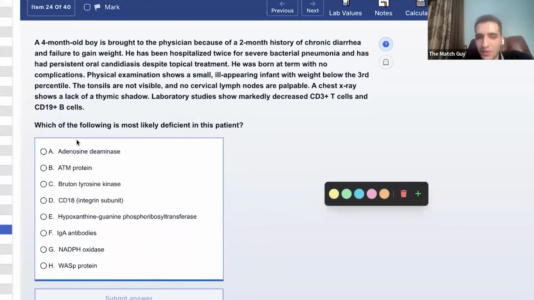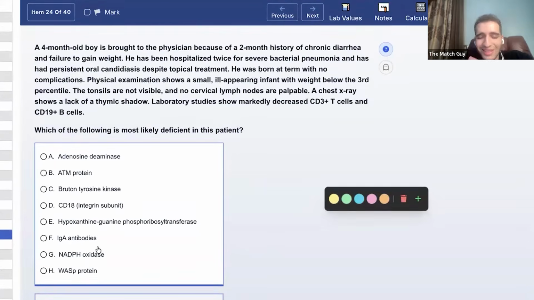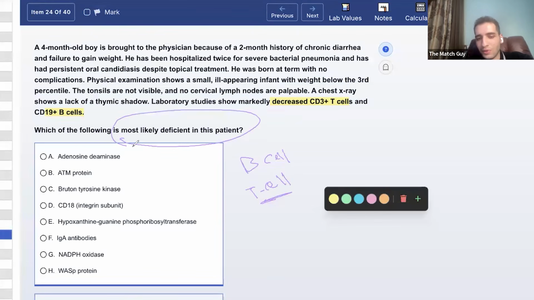For Step 1, Step 2, Step 3, they are asking about what type of immune deficiency. That's a very good question, and it's very good for test-taking strategy. So I need you to focus with me, guys, because it has many answer choices. So how do I approach the question? Again, I read it from the last sentence. Laboratory studies show markedly decreased CD3 count and CD19 B cell count. So apparently this person has a problem in his B cell and also in his T cell. That's the first thing. Which of the following is the most likely deficient for this patient?